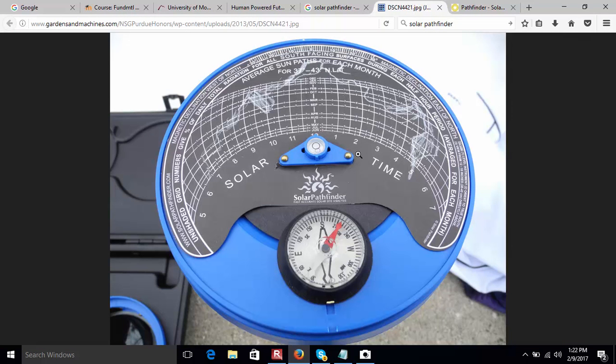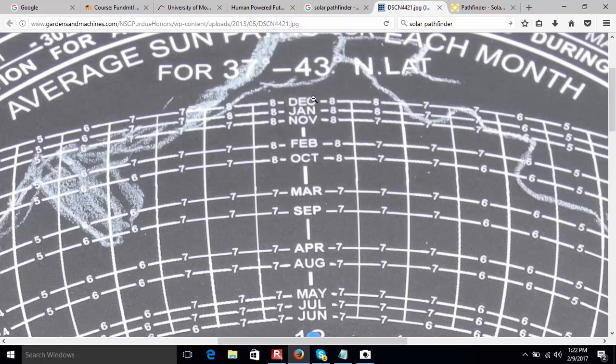Okay. So on the chart, you'll see December, January, November, February, October, March, September, April, August, May, July, June. Now, why are the months out of order like that? Well, if you notice, this is obviously for the Northern Hemisphere, the months with the longest days are here, and the months with the shortest days are here.